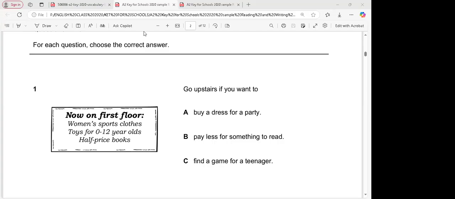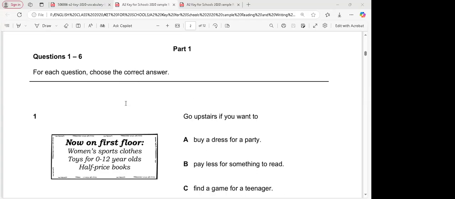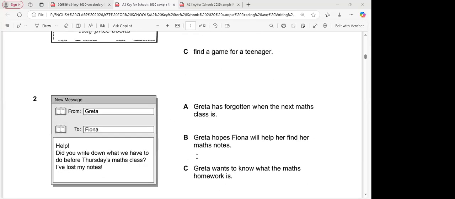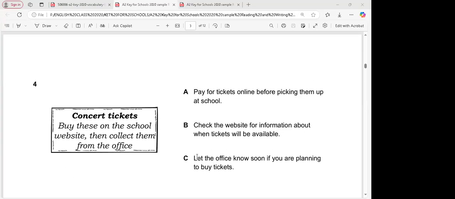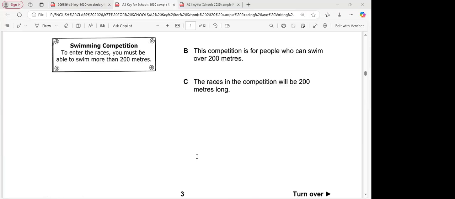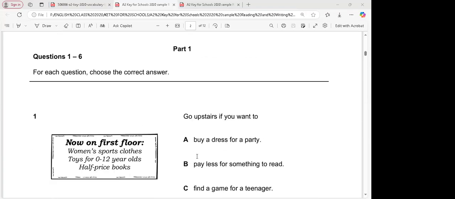Altogether, there are 7 parts. Okay, right. We are starting now. So here, question number 1. This is your test part 1, right? For each question, choose the correct answer. You have been given 3 answers, okay? And there are 6 questions. We will read and find the answers for part 1, okay?